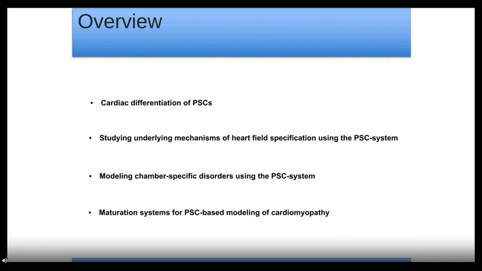So for this webinar today, I'm going to briefly go over the current approaches to differentiate pluripotent stem cells with an emphasis on the cardiac lineage and cardiac differentiation. And then I'm going to go over some of the approaches to use pluripotent stem cells to study early heart development and demonstrate how we are able to recapitulate and model events associated with chamber-specific abnormalities in this system. And finally, I'm going to go over an in vivo-based approach where we develop a maturation system to mature embryonic cardiomyocytes, which allows us to study age-related cardiomyopathies that manifest during adolescence and adulthood.